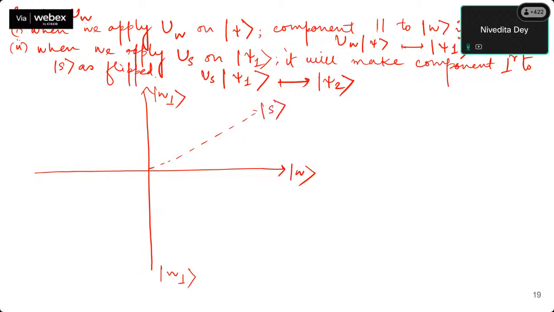superposed state I'm starting with. W is a marked state which I want to achieve from the superposed state. That is what my target is. Now say this angle that it is making with the line perpendicular to the marked state is theta.